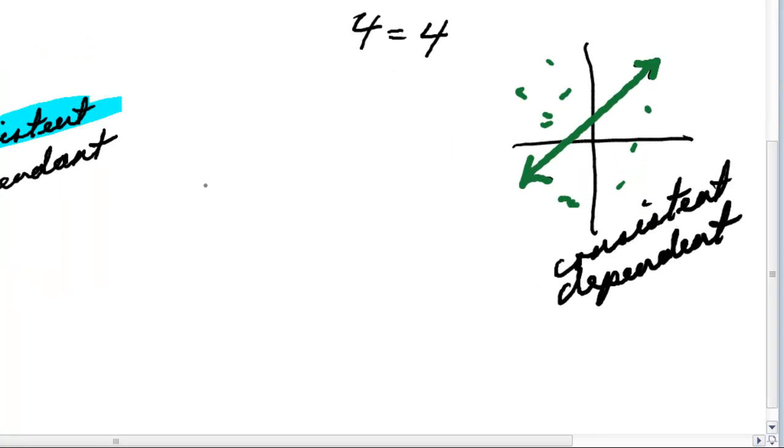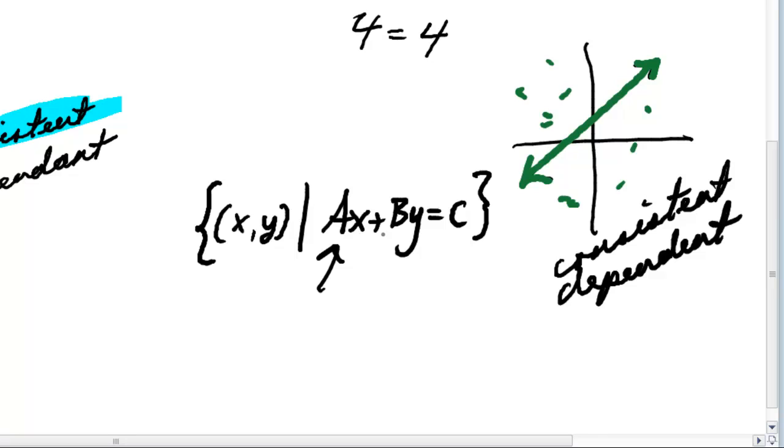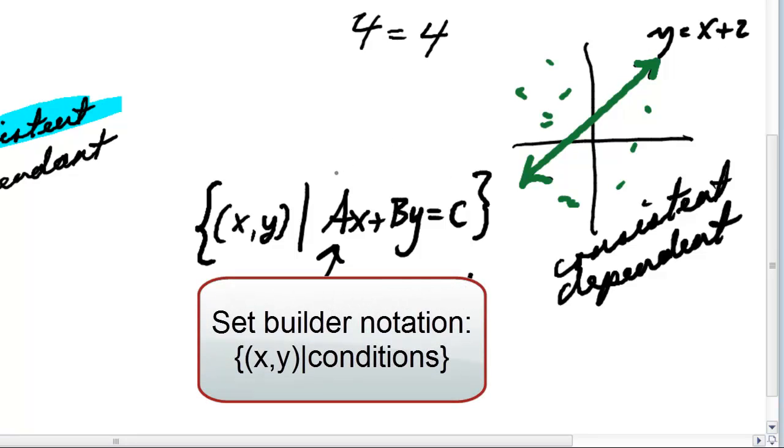And what that means is you have to write your set of solutions as follows, where you would actually write the equation there. It doesn't have to be in general form. It could be in slope-intercept form, whatever form it may be in. So let's say this was y equals x plus 2. Then the set of solutions are the ordered pairs such that, or with the condition that y is equal to x plus 2 is what you would put over here. This is called set builder notation.